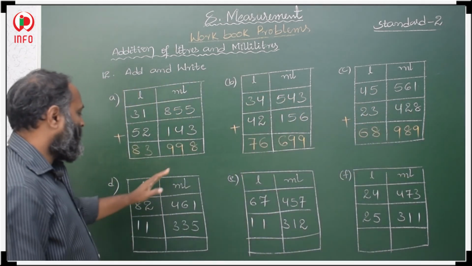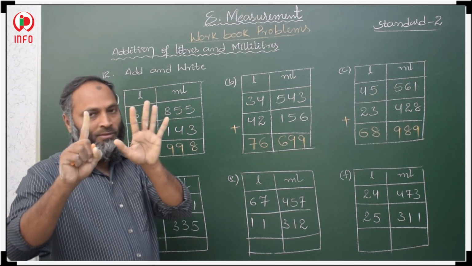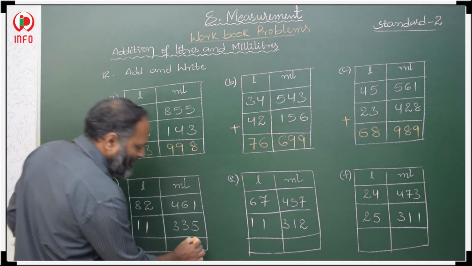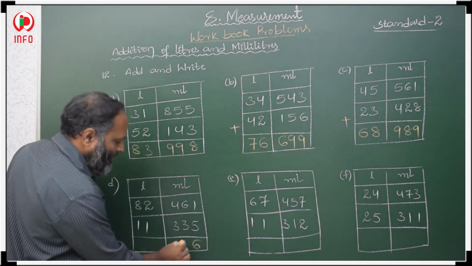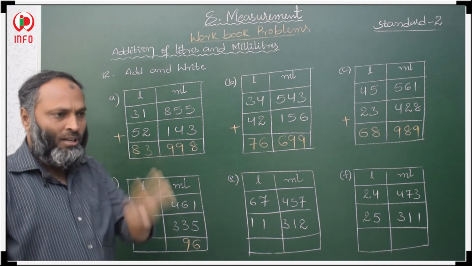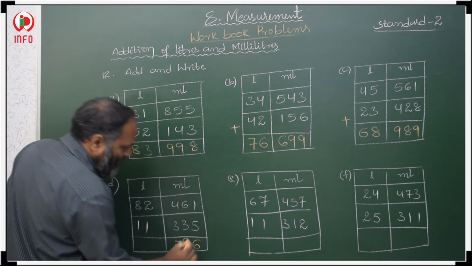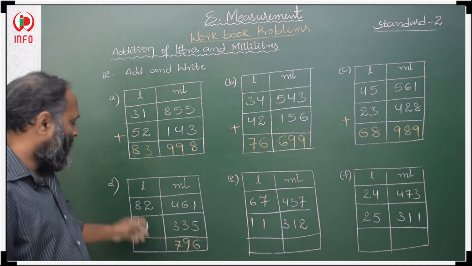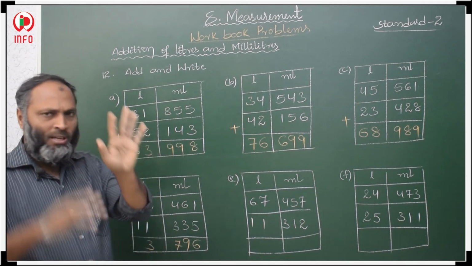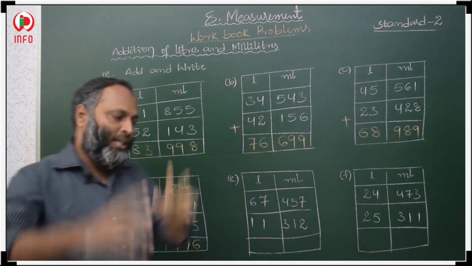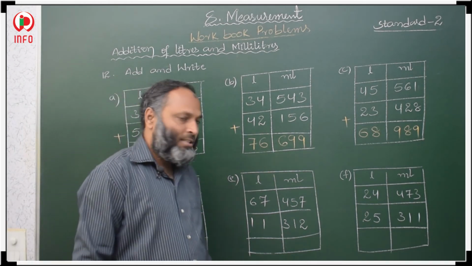In the next milliliters part, we have to add the extreme right digit first, that is 5 plus 1, 6. 6 plus 3, 9. After that next digit 4 plus 3, 7. This is our milliliter part over. Now liters. 2 plus 1, 3. 8 plus 1, 9. 93 liters, 796 milliliters. Okay.